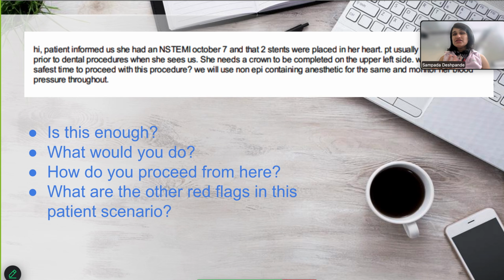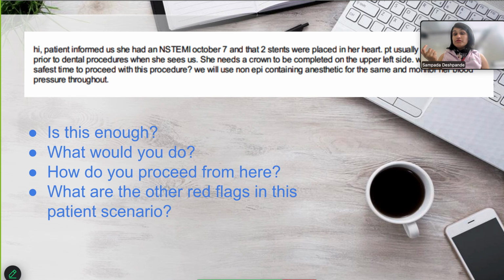Now, is this consultation, are these questions enough in your opinion? What would you have done? Would you even see this patient in office? Would you refer her somewhere else? And what are the other red flags in this scenario? There are plenty of red flags in this scenario, right? We are thinking about her diabetes, which is 8.4. We are thinking about the fact that she doesn't actually understand what an NSTEMI is.